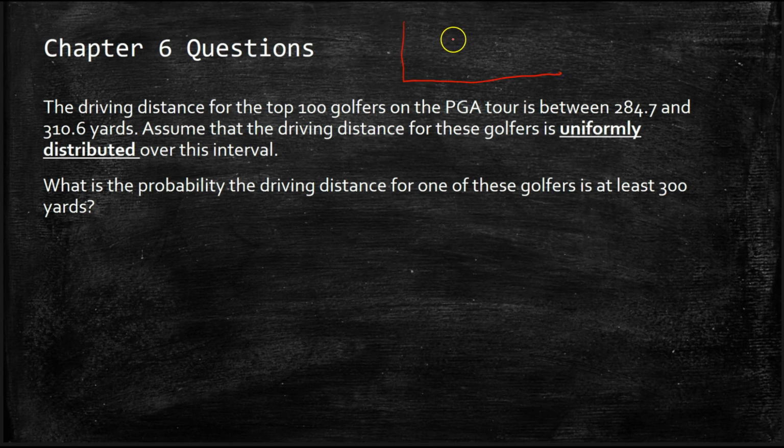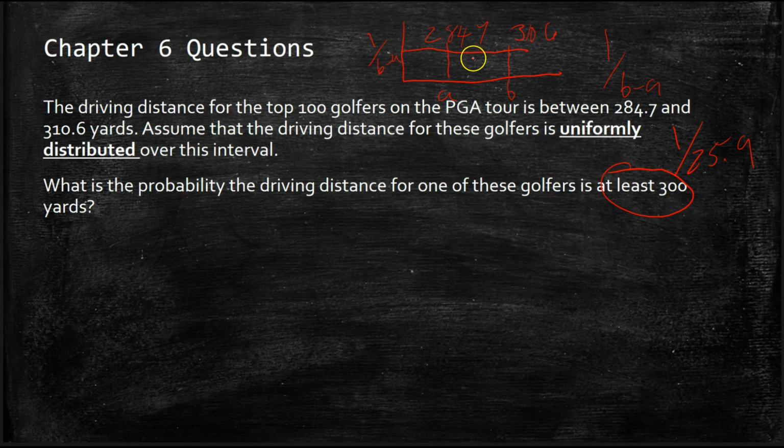We know that if it's uniformly distributed, we're going to have A and we'll have B. So in this case, it would be 284.7 and 310.6. In order to find the height, we're going to do 1 over B minus A. Right? In order to find the height of this uniform distribution right here, 1 over B minus A. Sorry for the poor penmanship there, but when you do the math, you'll notice that the height would be 1 over 25.9. Okay? So now what we're looking for is the probability that it would be at least 300.